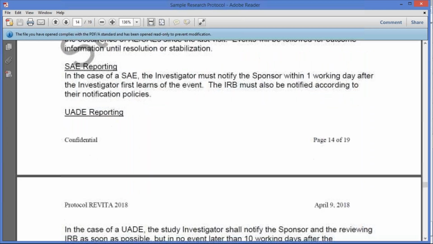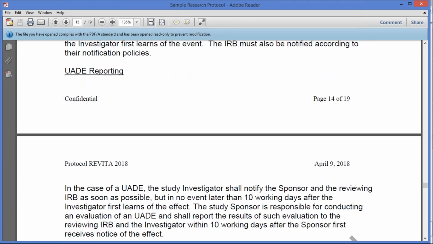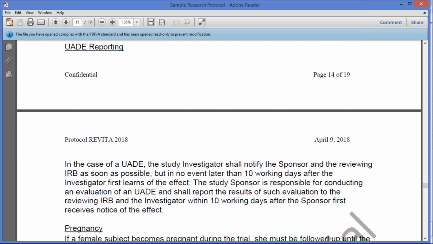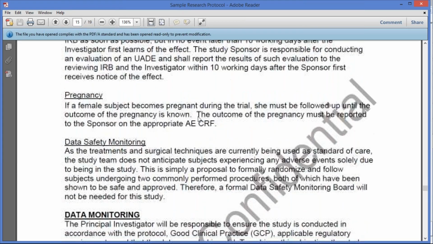Okay. So whenever the serious adverse effect occur, within 24 hours to sponsors, 7 days to FDA, 15 days for other serious. Fatal, life-threatening, 7 days. To IRB within 10 days. So whenever the serious adverse effect occur, 24 hours to sponsor, 7 days to FDA, 10 days to IRB. Pregnancy also will be reported.